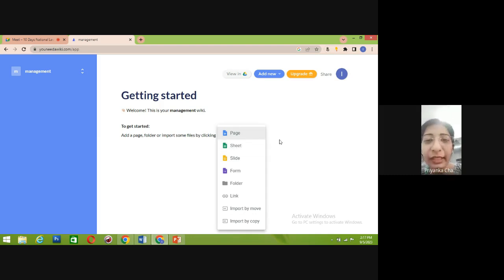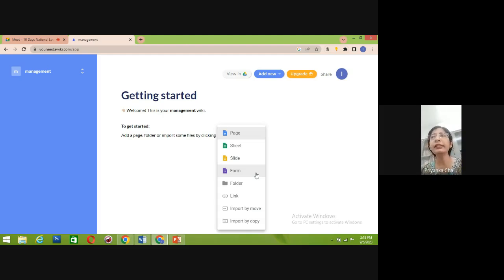so you can see here, you can add your Google Slides over here. Google Sheet is also here. You can include Google Slide also, Google Form to take the test of the students. If you have something in your Google Drive, then you can directly import it or copy it from there. So this is the way you can manage your own wiki subjects at a proper place.